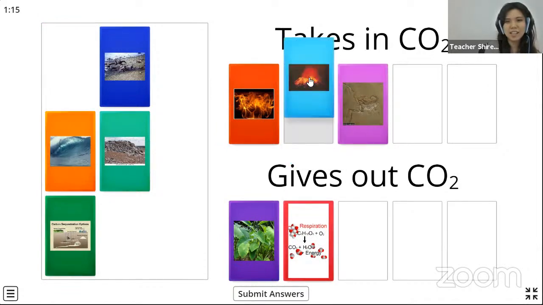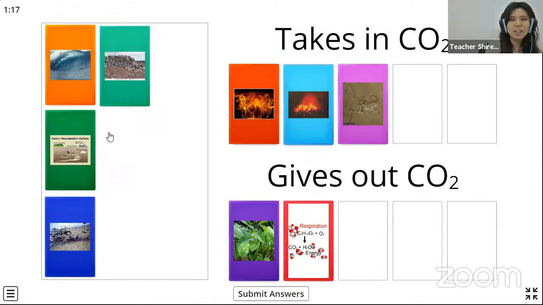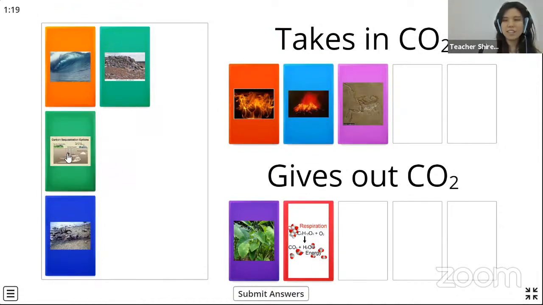Also fire. Fire doesn't ignite with carbon dioxide. Fire ignites with oxygen.